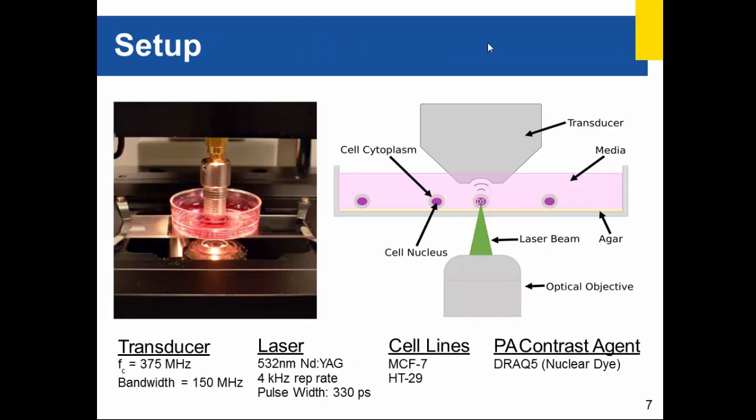The experimental setup to study the backscatter from the cells consists of a transducer with a center frequency of 375 megahertz and a bandwidth of 150 megahertz. The laser which irradiates the cells to get the photoacoustic signal is a 532 nanometer laser with 4 kilohertz repetition frequency, and the pulse width is 330 picoseconds. The cell lines studied in this work are MCF7 cells and HT29 cells, and the contrast agent used for the nucleus is DRAQ5.